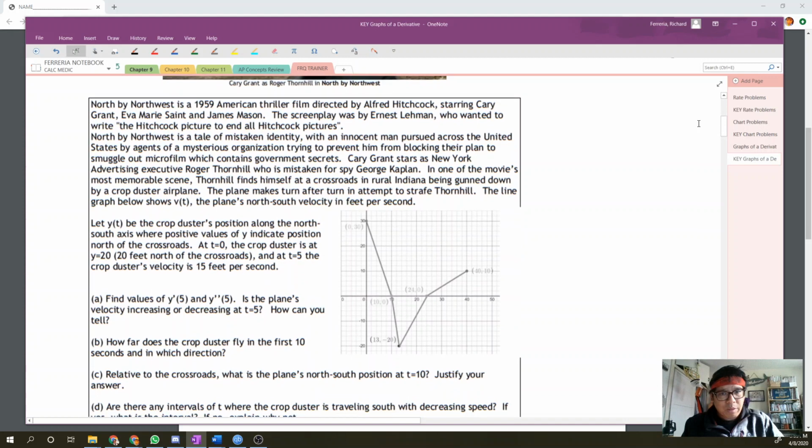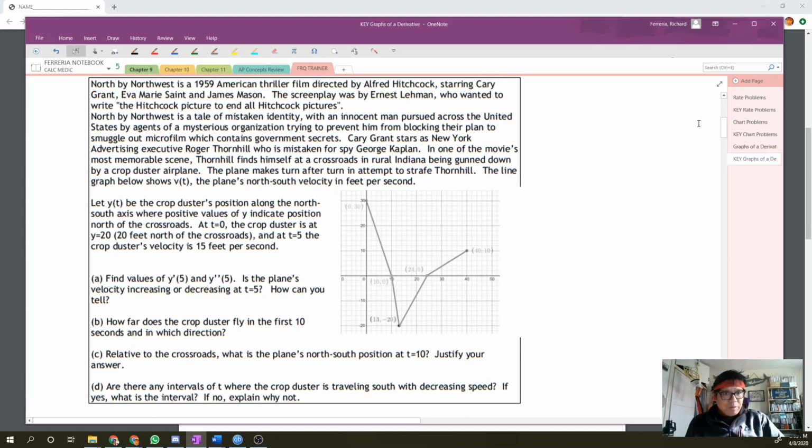So here we go with the actual part of the question. Let y be the crop duster's position along a north-south axis, where positive values of y indicate position north of a crossroads. At t equals 0, the crop duster is 20 feet north of the crossroads. At t equals 5, the crop duster's velocity is 15 feet per second. I'm pretty sure that if you zoomed into that graph of the velocity at t equals 5, you would see 15.